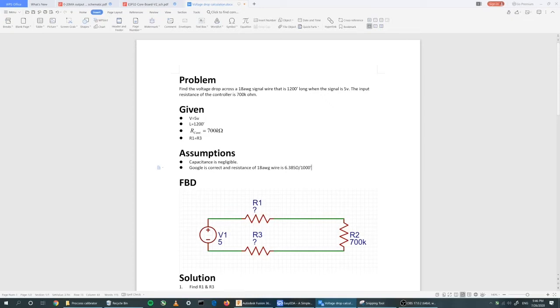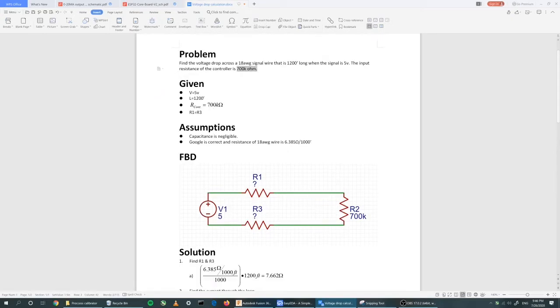We're trying to find the voltage drop across an 18 American wire gauge signal wire that's 1,200 feet long when the signal is 5 volts. The input resistance of the controller is 700 kilo ohm. I measured that on the controller that I got here. So we've got our givens. We'll write this out into bullets, assumptions.